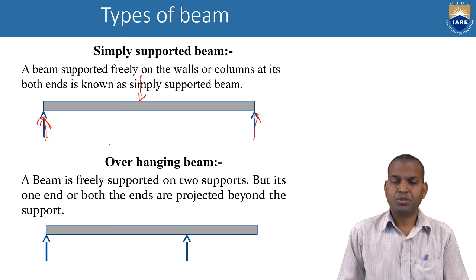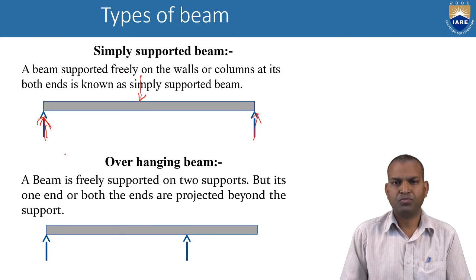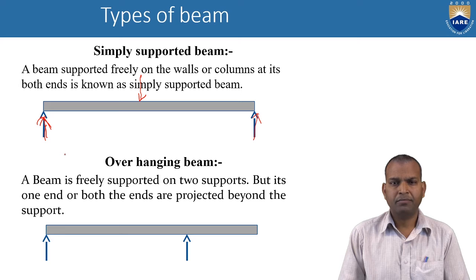We will study types of loads in the coming session. But in order to understand the types of beams, there are various types: simply supported beam, overhanging beam, cantilever beam, and fixed beam. These are the four types. And one more type is called the continuous beam, but as per our syllabus, we have only four types of beams.